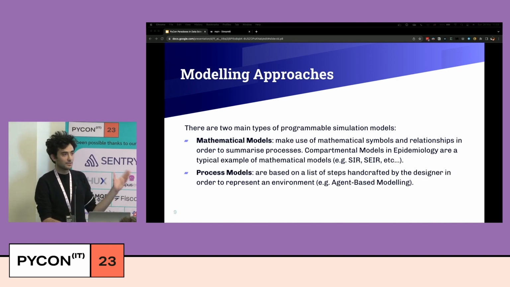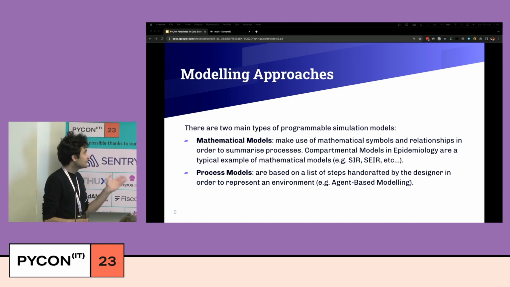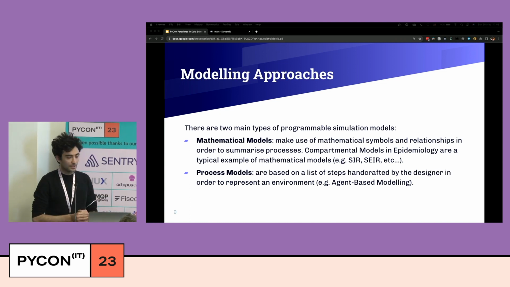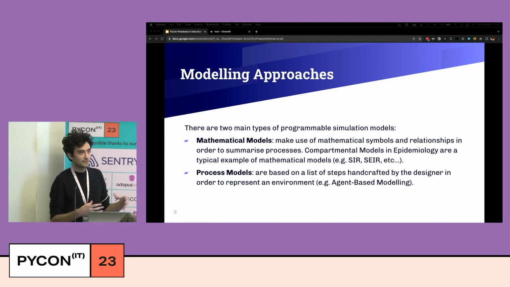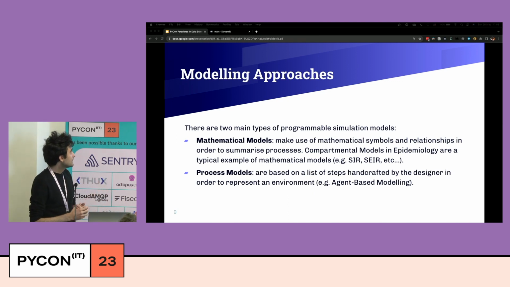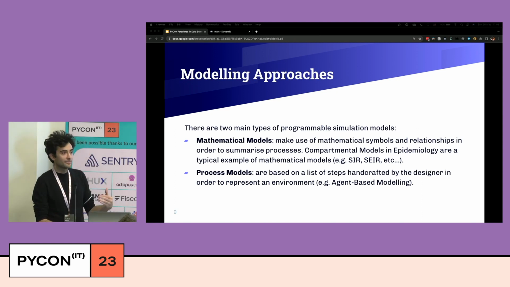This was also done, for example, during COVID. If you remember, at the beginning of the pandemic there was no data; nobody knew how fast it was spreading, what the cause of the spreading was, and so on. To perform this sort of analysis, there are two main approaches: mathematical models and process models. With mathematical models, we generate a set of equations that summarize the relationships between different states, and then run them and generate results. Instead, with process models, we handcraft the steps of the algorithm and the environment in order to synthetically generate the results.